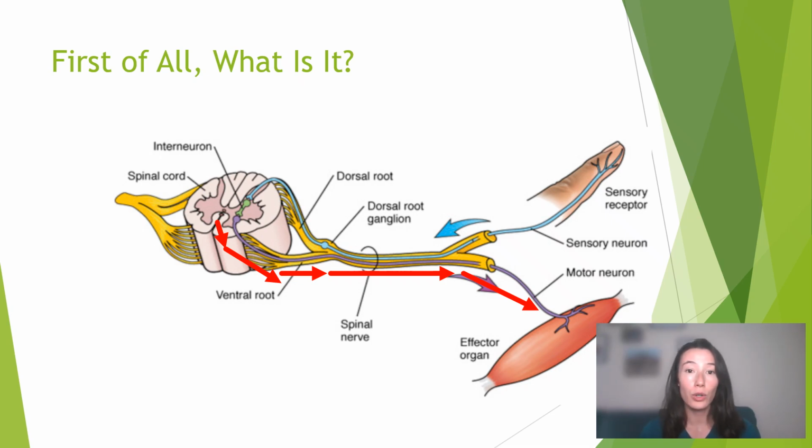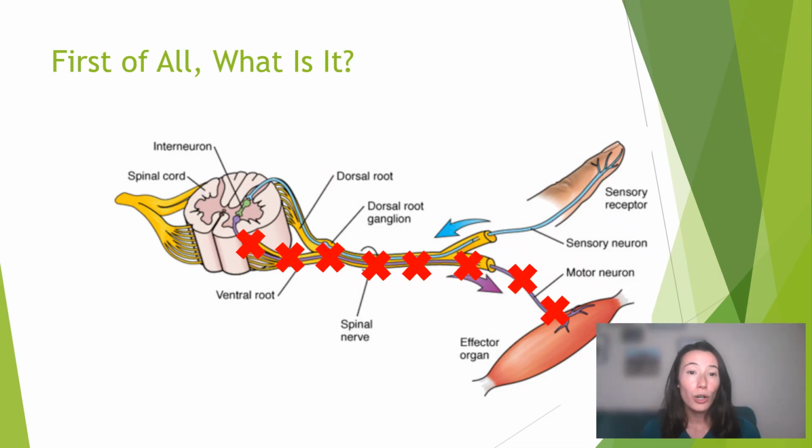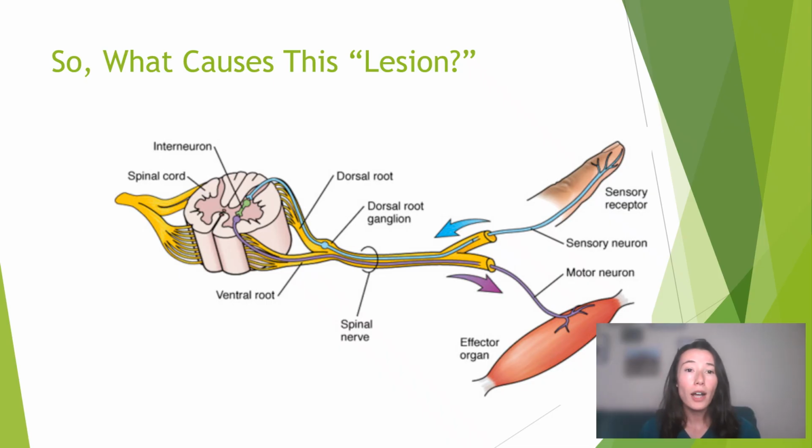It's a nerve cell whose cell body is located at the anterior horn of the spinal cord, and its axon extends through a peripheral nerve to innervate skeletal muscle fibers. A lower motor neuron lesion is damage to any part of that nerve cell, so anywhere along that purple line, including the cell body. So what causes these lesions? Well, in order to talk about that, we have to break down the anatomy.